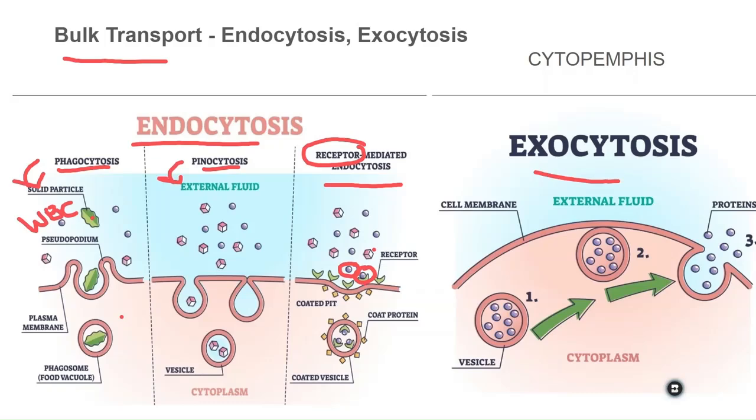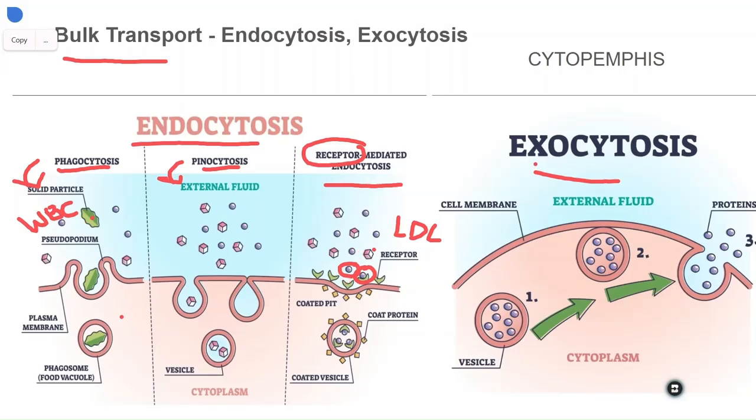For example, on the plasma membrane we have certain receptors which will accept the LDL, or the low density, or I should say cholesterol, which will accept those receptors only and send into the intracellular fluid. So which are very specific to that particular molecule, we call that as receptor mediated endocytosis.